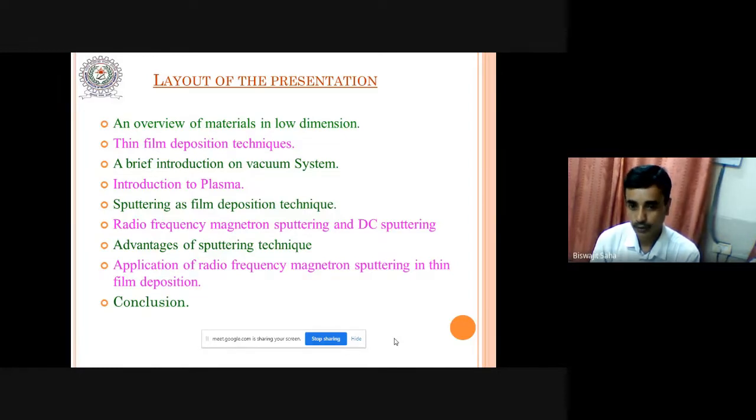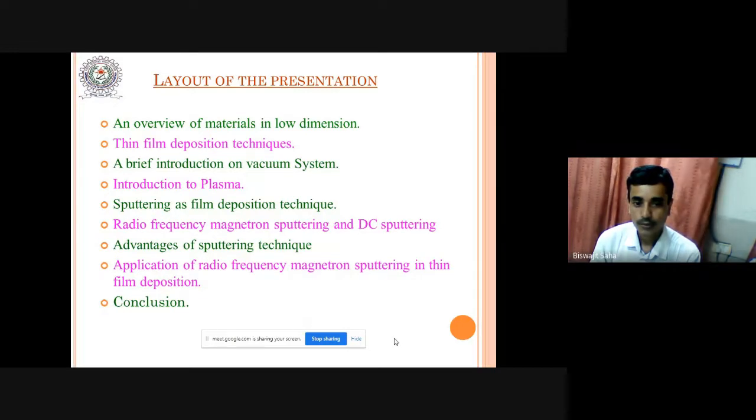introduction about the vacuum system. As I mentioned earlier, vacuum system and its knowledge is required for several physical methods of synthesis. So we shall have a brief introduction on vacuum system. Later on, we shall move to introduction to plasma. It's a very interesting part, which we usually see in the sun, and in some artificial manner we can produce plasma. We see natural and artificial plasma, but the application of plasma for producing thin film we shall see in the next coming slides.